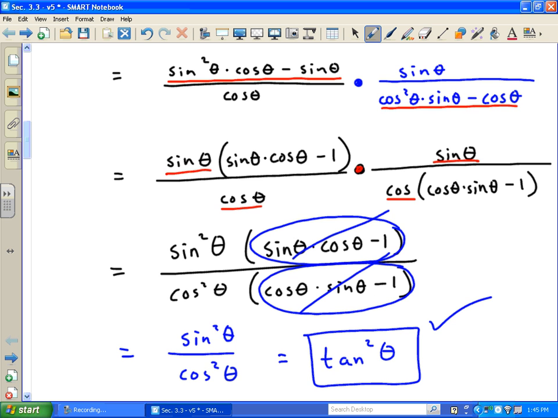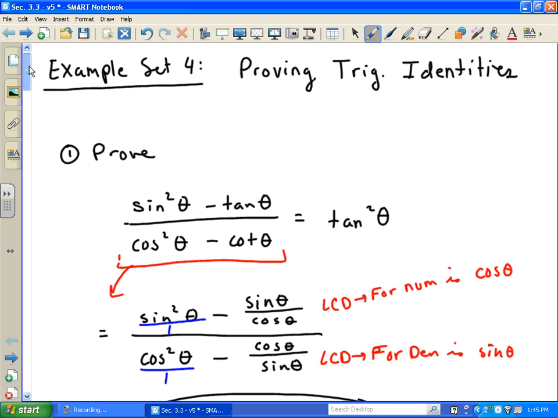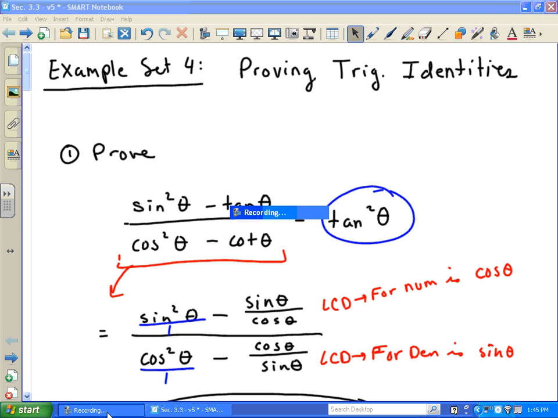And that was the result that we desired from up above. If we scroll back up to the top, we were wanting to show that the left-hand side was equal to tangent squared, and that is what we have done. This concludes this example of proving trig identities.